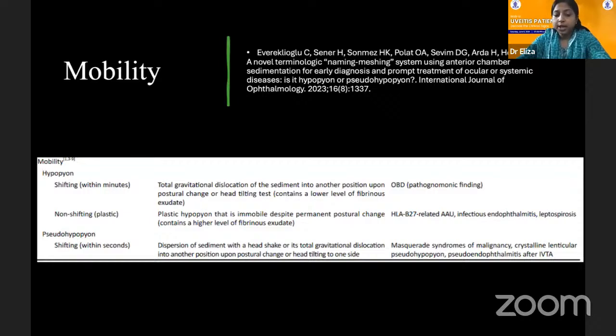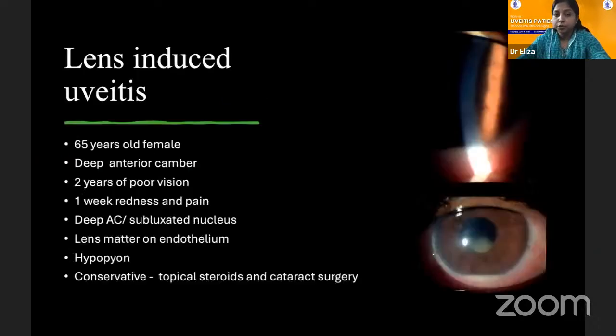Coming to the mobility, as we have discussed, the shifting mechanism is also seen in pseudohypopyons, like in masquerade syndrome, crystalline lenticular matter in the anterior chamber, and sometimes when IVTA is used for uveitis treatment and there's a capsular breach, IVTA crystals tend to migrate into the AC. That can also mimic a pseudohypopyon in uveitis. So these are all mobile hypopyons and they demonstrate shifting.